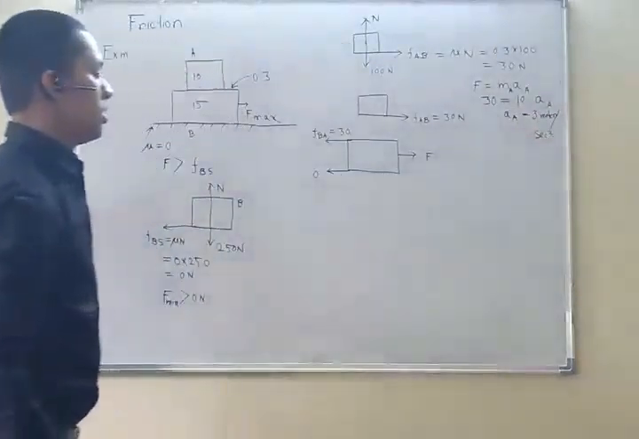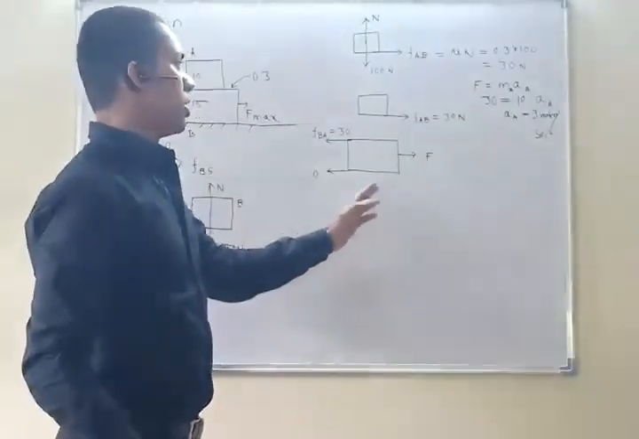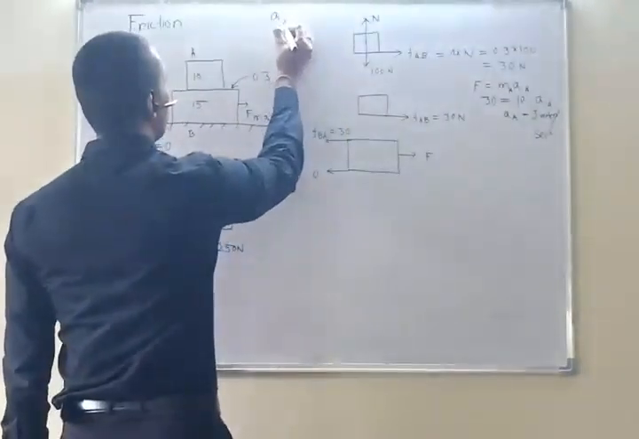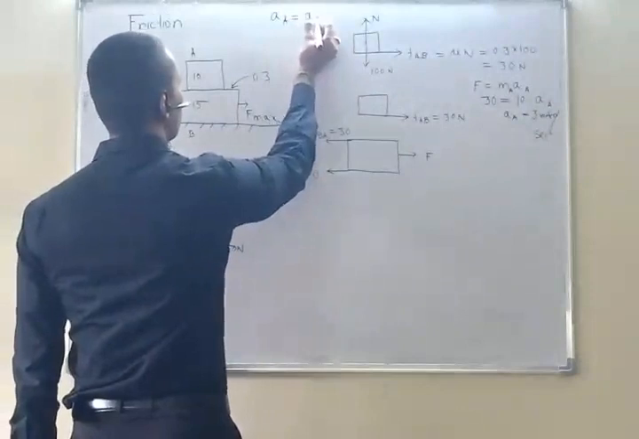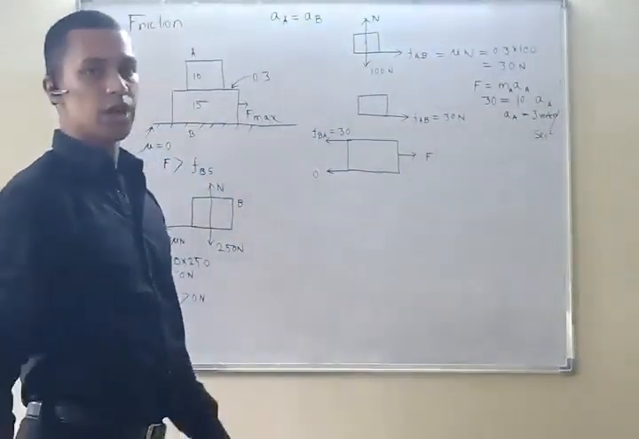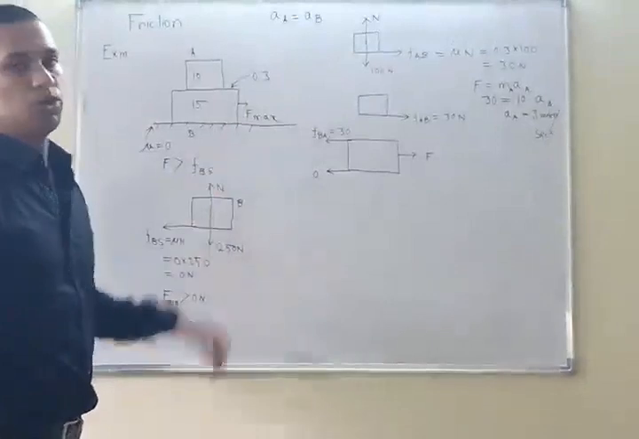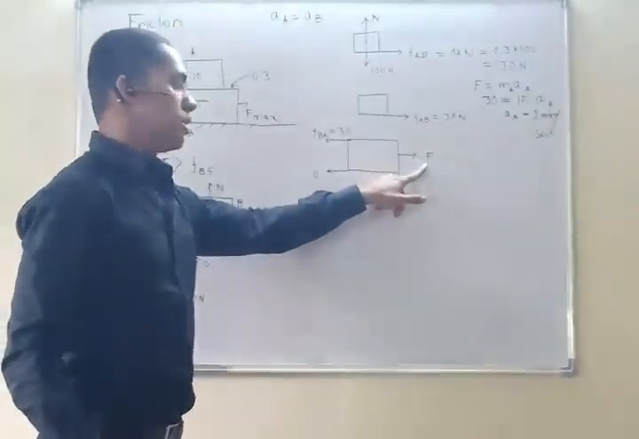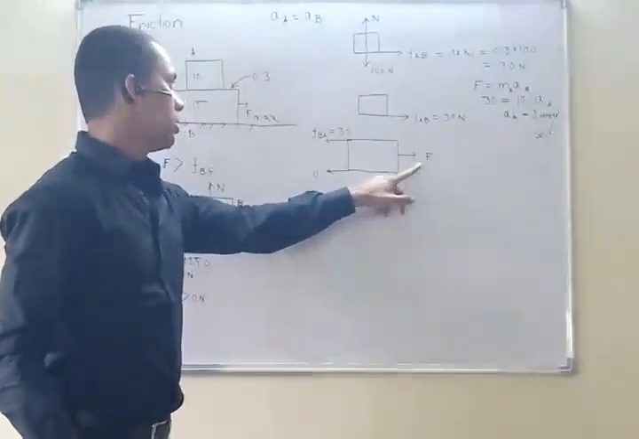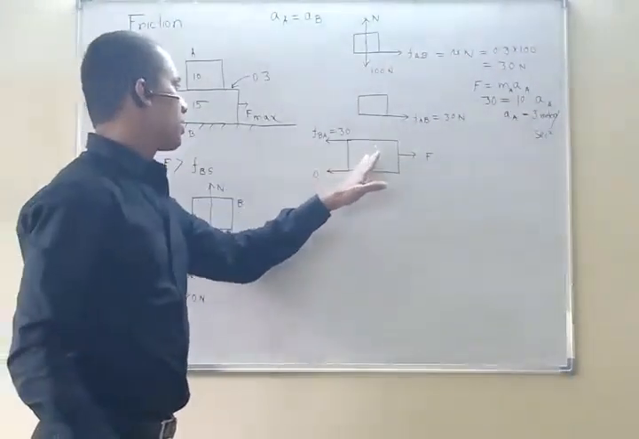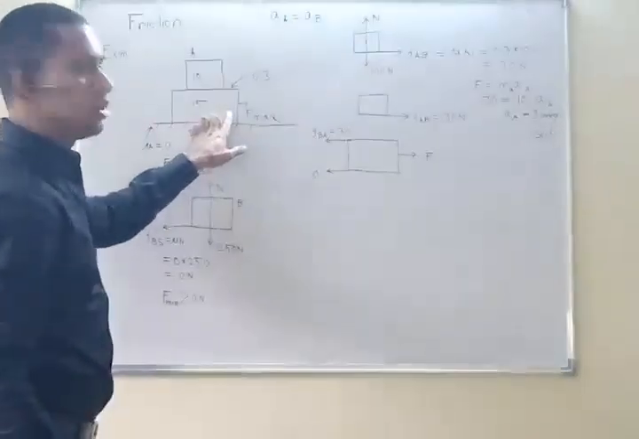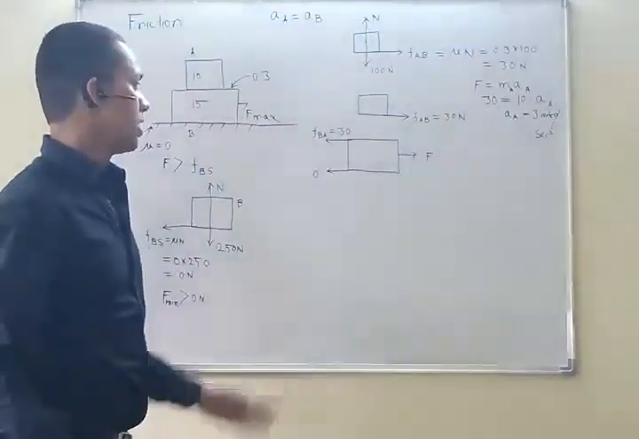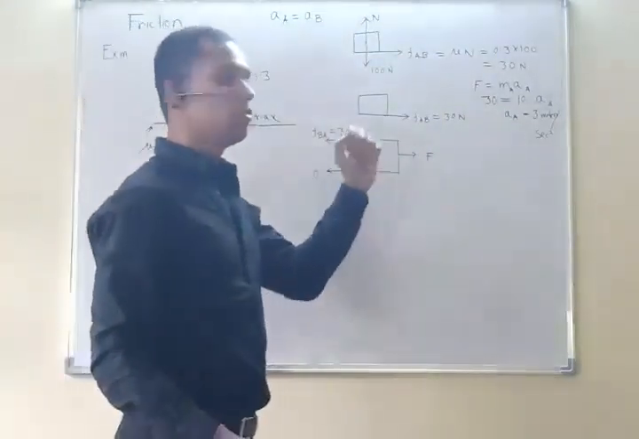Till that moment, acceleration of A is equal to acceleration of block B, they will move together. After that, they will not move together. So I can say, till the force that can cause the acceleration of block B to be 3 meter per second square, till that point of force, they will move together.